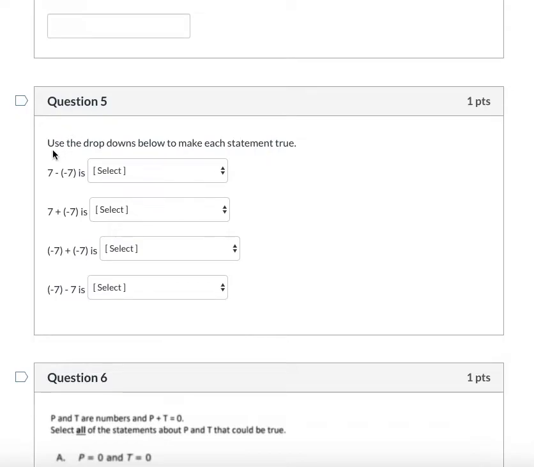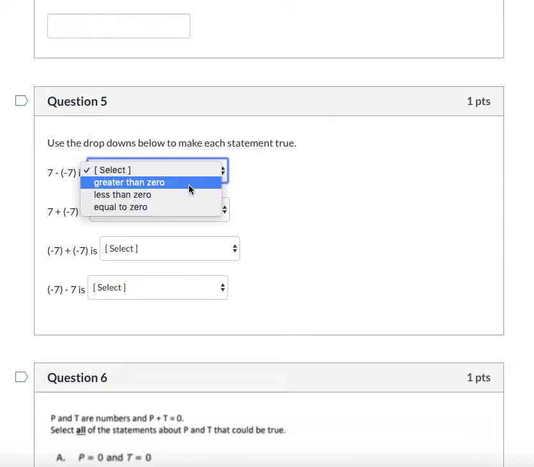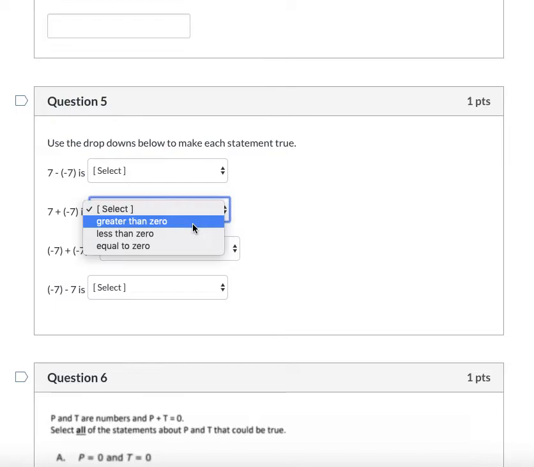Question 5. Use the drop downs to make each statement true. 7 minus a -7 is greater than 0, less than 0, or equal to 0. 7 plus a -7 is greater than 0, less than 0, or equal to 0.